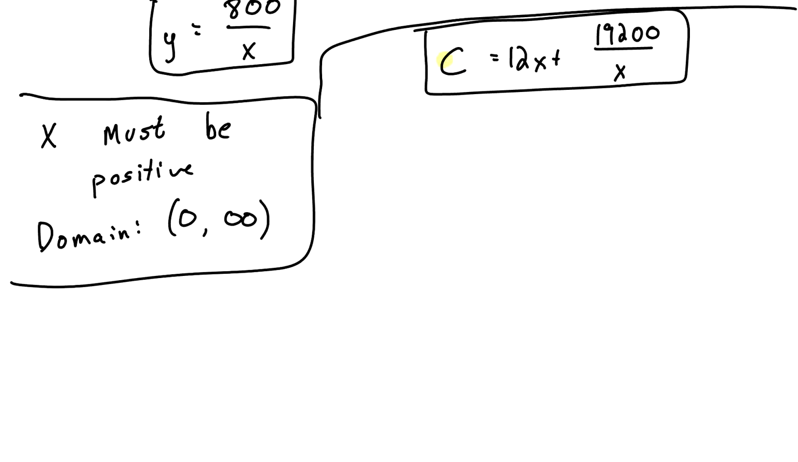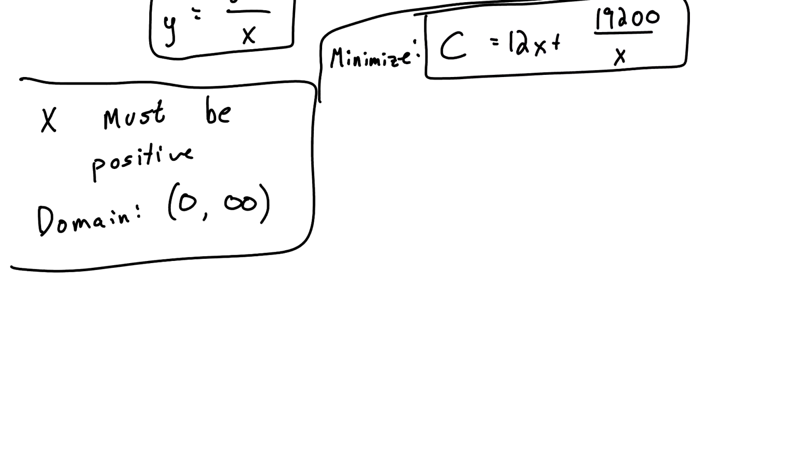In our last video, we were able to come up with our objective function, C equals 12x plus 19,000 over x, and we said we wanted to minimize that function. And we also found the domain of that function. We said that x must be positive, which means our domain must be 0 to positive infinity. We have an open interval here.